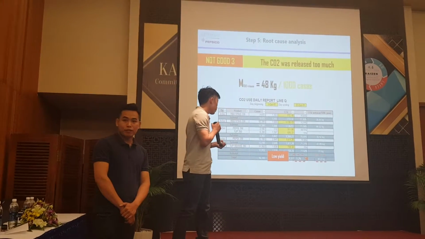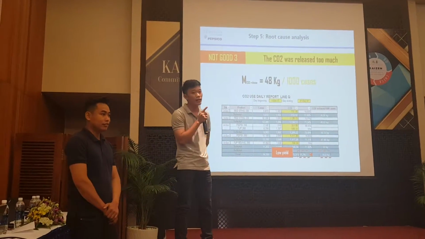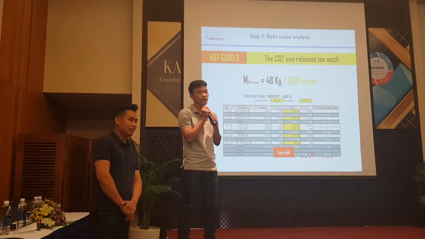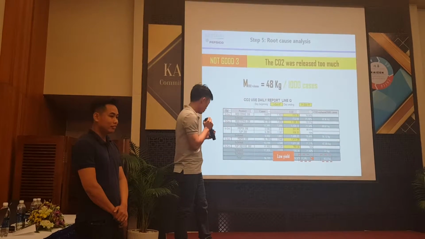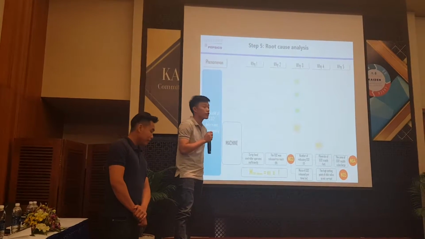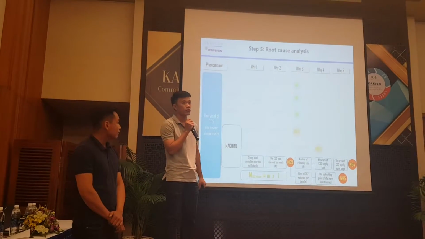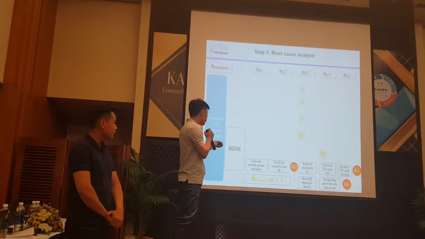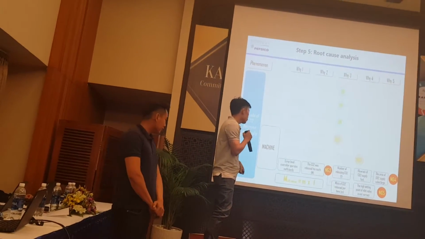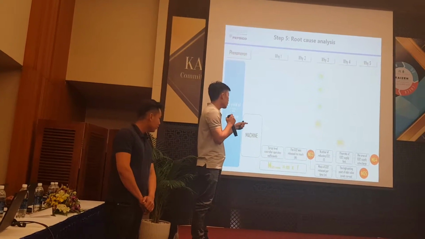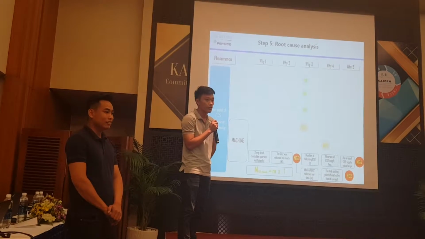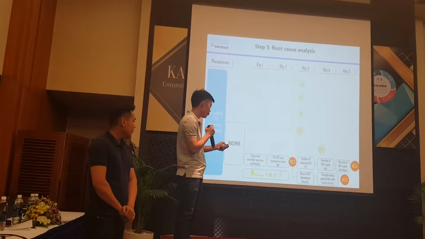And then we take a look at the yield of the CO2. It remains at 70%. It's lower than we expected. And because of that, we turn back to step 5 to find out the root cause to keep improving. If we want to improve the CO2 release, we have to reduce the number of releasing and the mass of the CO2 released per ton. We have notebook 4 and notebook 5.